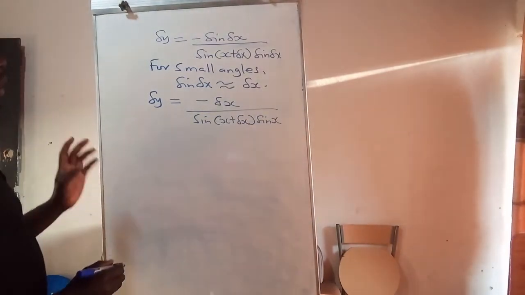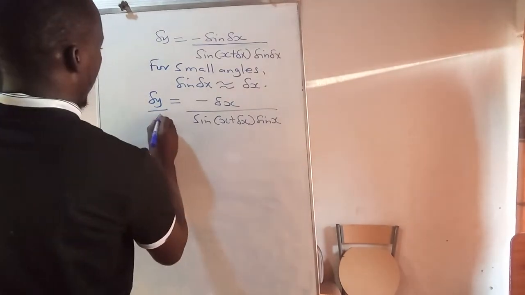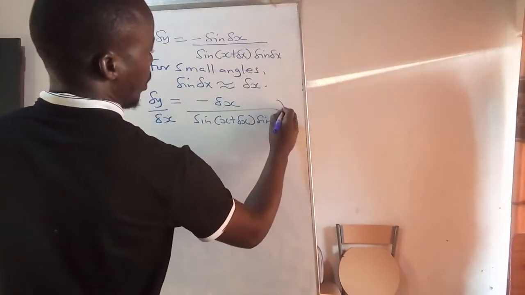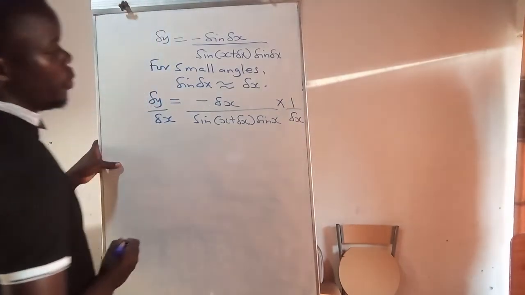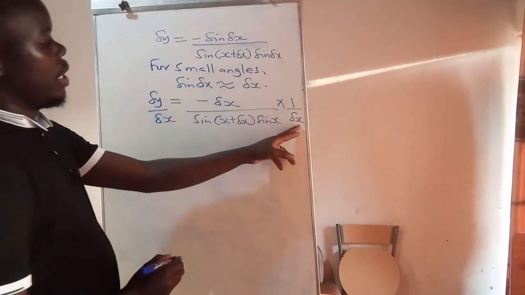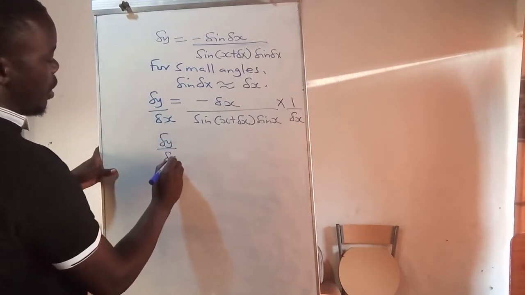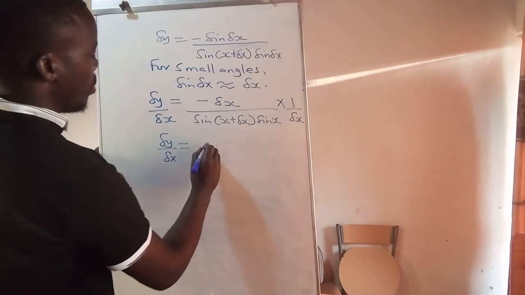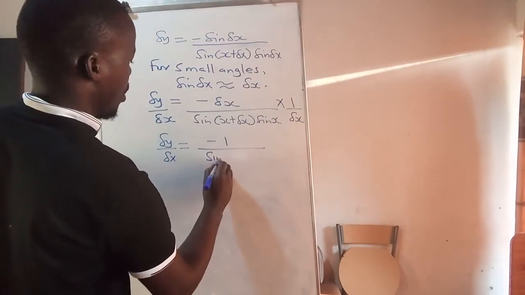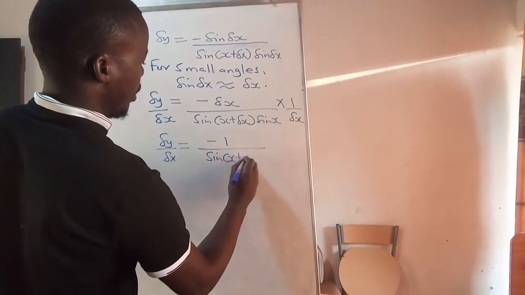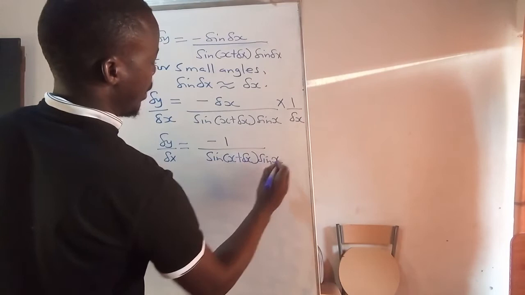Now from this level, we're going to divide through by delta x, so that we have delta y divided by delta x on this side. Instead of dividing, I will multiply by the reciprocal, which is still okay. So delta x can cancel delta x, so that we have delta y out of delta x equals to -1 out of sine of x plus delta x, then sine of x.